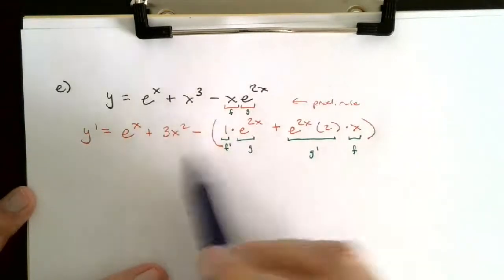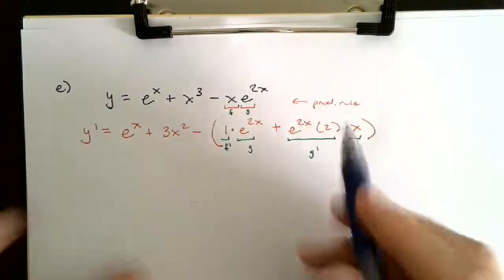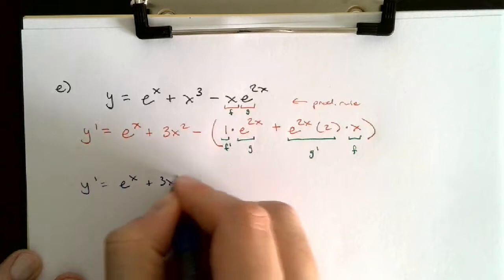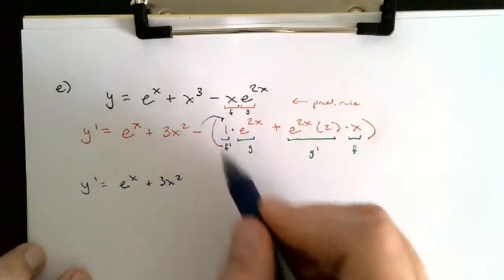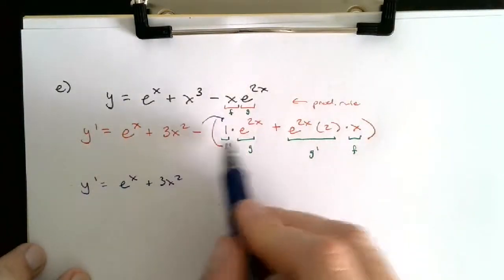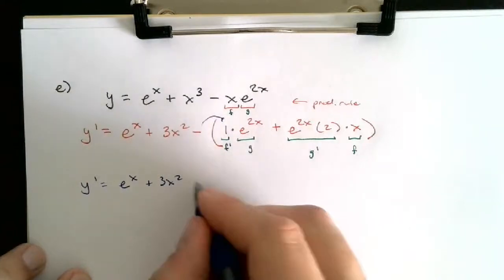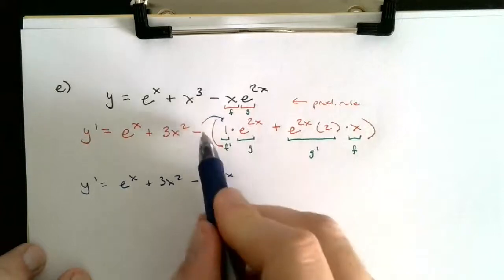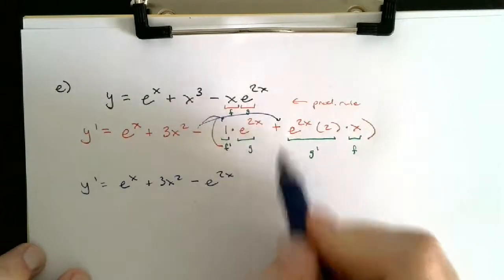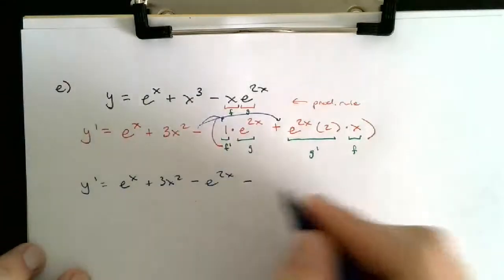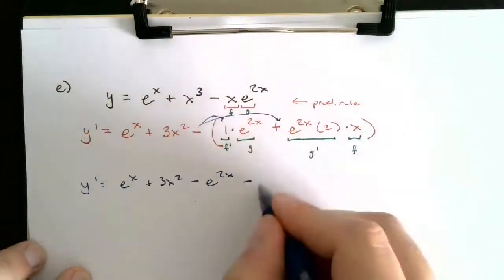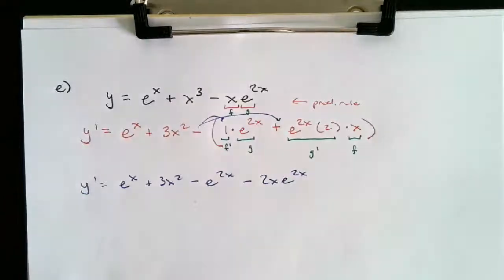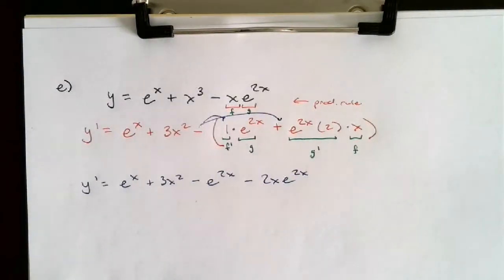So we're going to bring this negative sign through here. So we have y prime equals e to the x plus 3x squared. Distributing a negative into here, negative 1 times 1 times e to the 2x is just negative e to the 2x. And this negative here gets distributed through, and negative times a positive makes this a negative, and then 2 times x e to the 2x, I'll write as 2x e to the 2x. Traditionally, we put those coefficients in front of the e to the 2x.